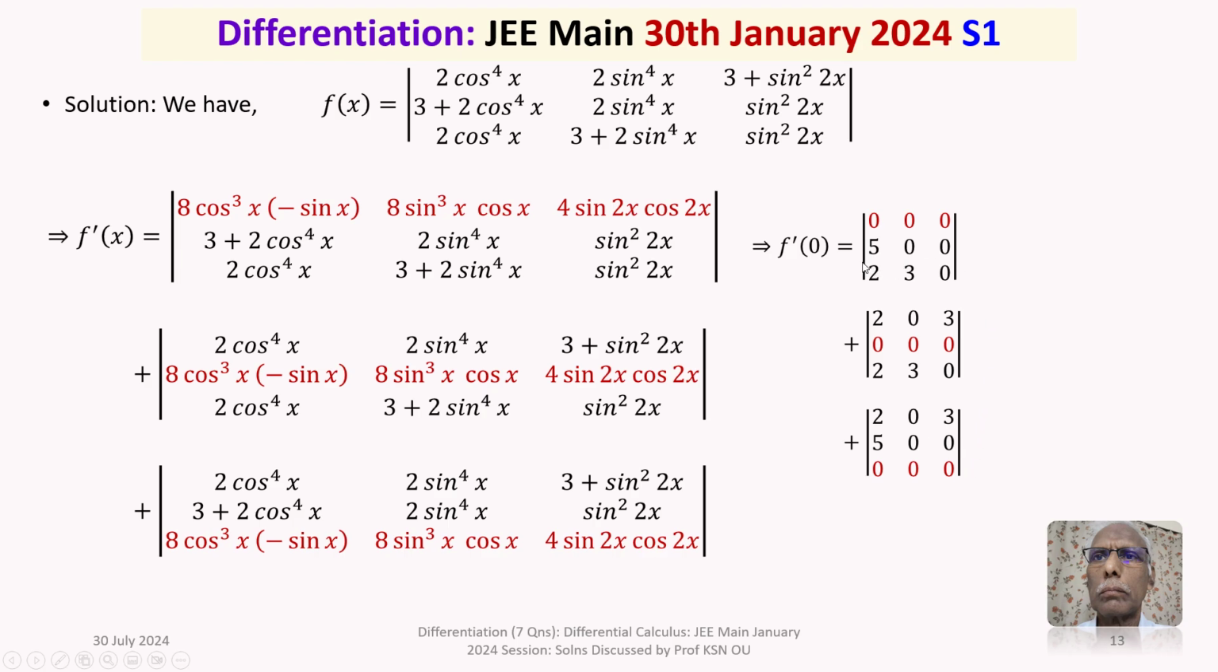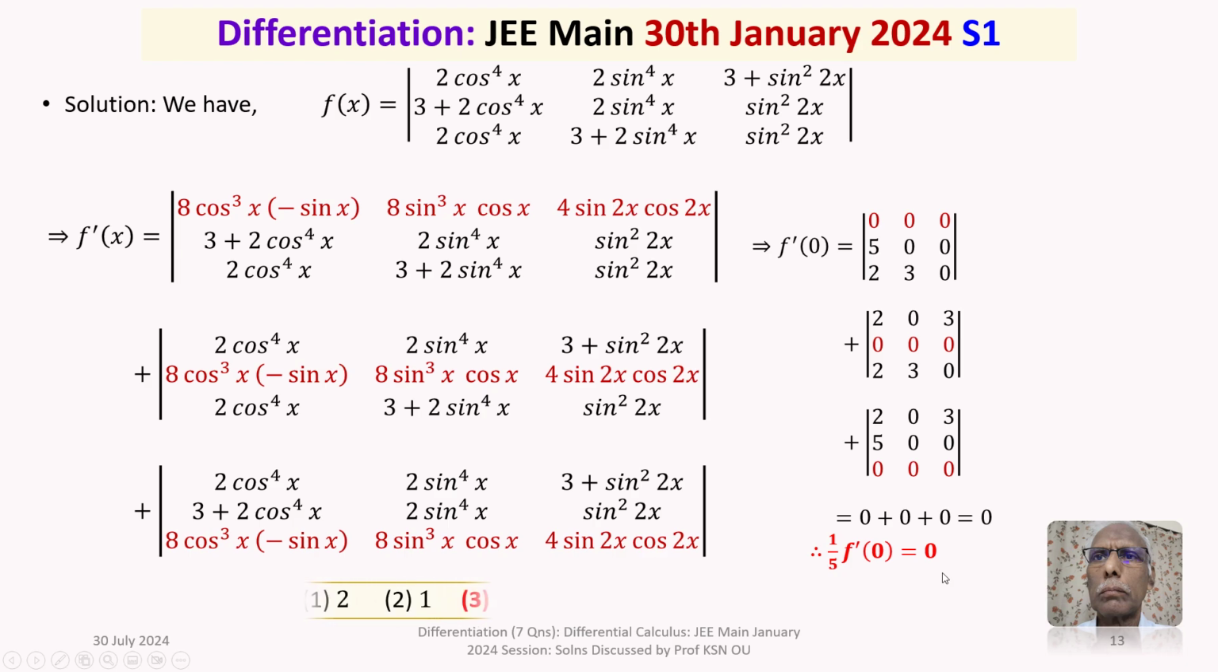Now, what do you have? The first determinant is 0 because the first row is 0. The second determinant is 0 because the second row is 0, and the third determinant is 0 because the third row is 0. So this is 0 plus 0 plus 0 is equal to 0. So what is it that we want? 1 by 5 times f prime 0. So f prime 0 is 0.